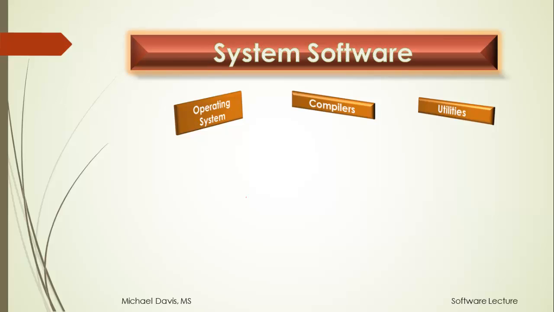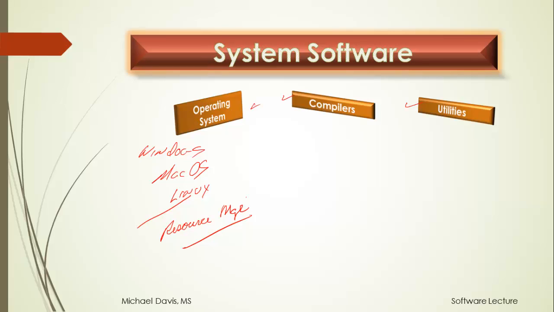And system software consists of a number of pieces. You see 3 right here: operating system, compilers, and utilities. Operating system, this is the software that most of us are fairly familiar with, whether we are Windows users or Mac users, Linux users. We understand that the operating system is the software responsible for managing the resources. It's the resource manager of the computer.